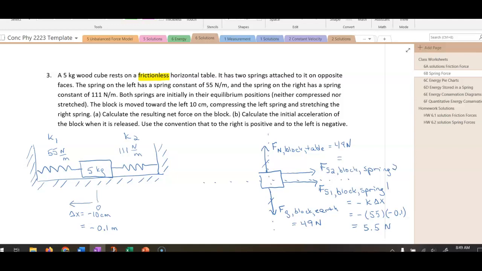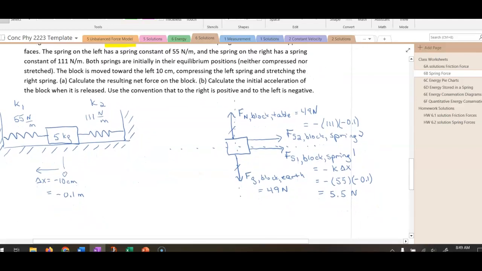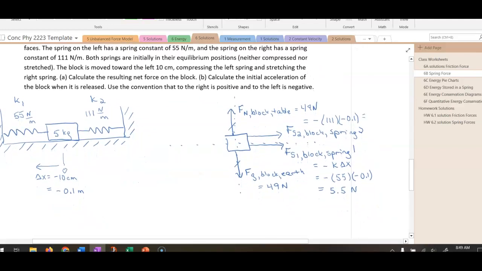And I can calculate that. It would be negative the k, which is 111, times the delta x, which is negative 0.1. And so I get that the force from spring 2 is 11.1 newtons. Okay? And again, there is no friction in this particular problem.